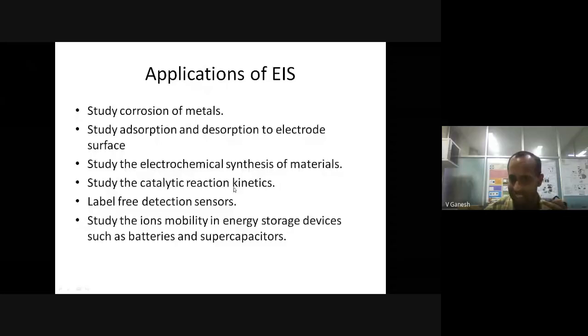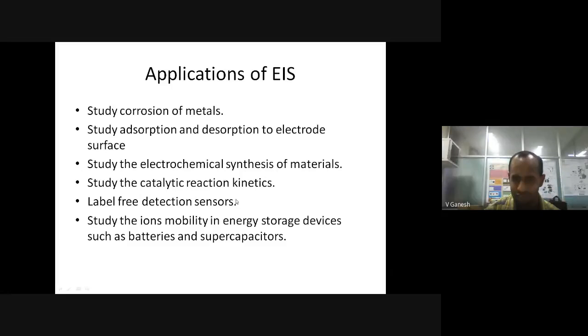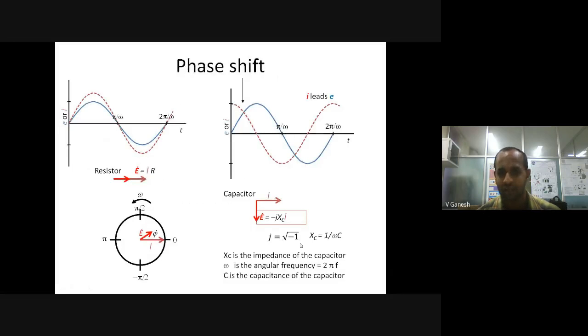Resistivity, etc., one can understand the kinetics behind any electron transfer reaction, catalytic reactions, and also in the field of sensors, energy storage devices, etc. It's a very useful technique. Maybe due to lack of time, I will not go into the very fundamentals of this impedance spectroscopy. But if anyone is interested, I can always share these things through email or through questions later.